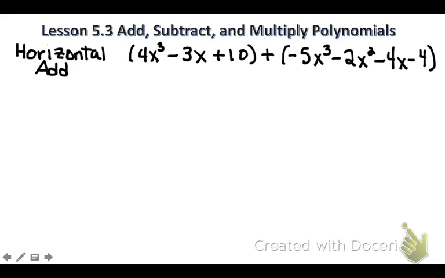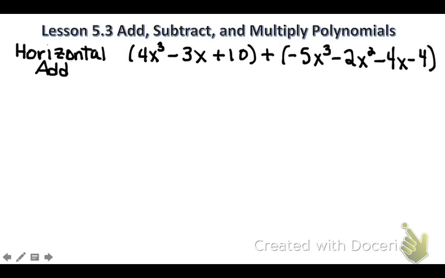Lesson 5.3, Add, Subtract, and Multiply Polynomials. To add or subtract polynomials, you combine like terms, and we know that like terms have the same variable raised to the same power. You may be asked to use the horizontal or the vertical method. So first we'll add using the horizontal method, and we're going to write our answer in descending order.